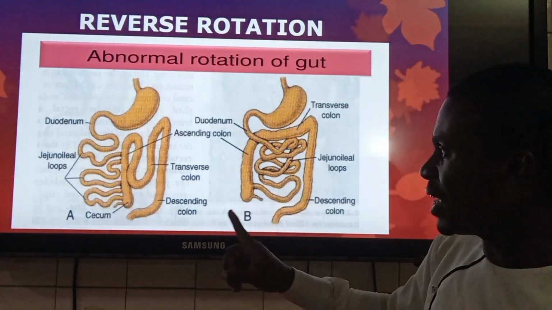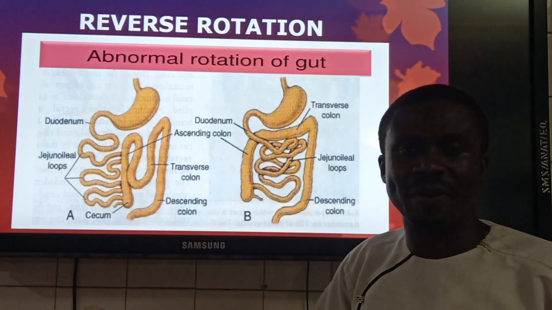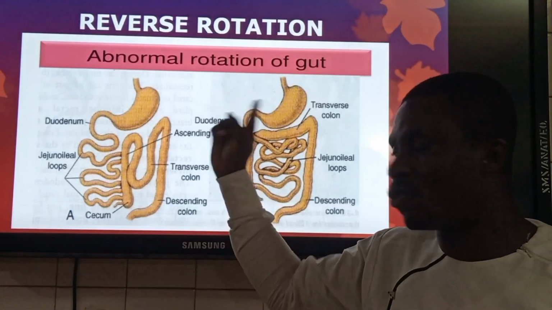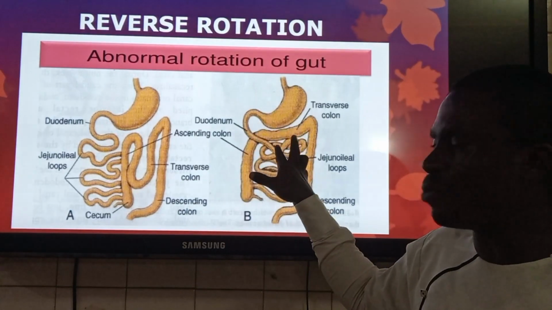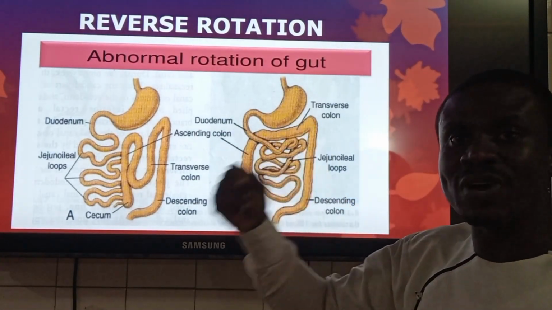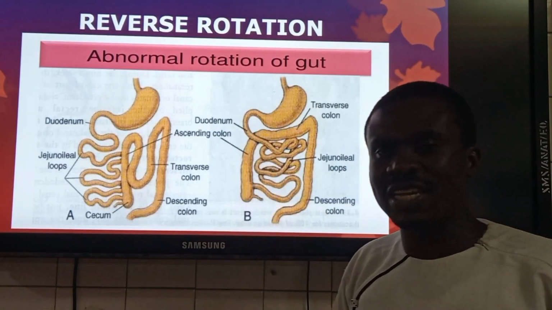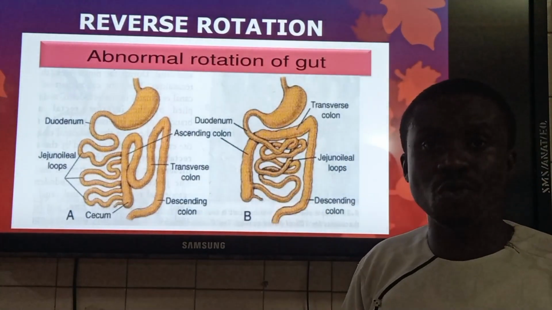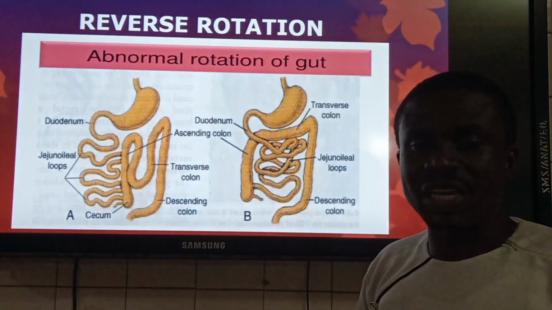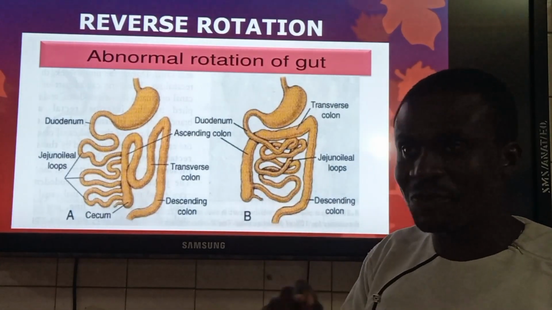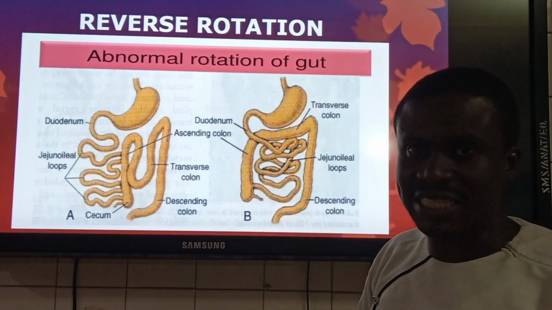Now, in the case of a reverse rotation, the post-arterial segment returns into the abdominal cavity earlier, followed by the pre-arterial segment. In such a case, the large intestine, mainly the transverse colon, will be overlapped by the small intestine, mainly the duodenum. And oftentimes, in situations of reverse rotation, there could be intestinal obstruction, not because of the overlap by the duodenum, but mainly because of the overlap also by the superior mesenteric artery.